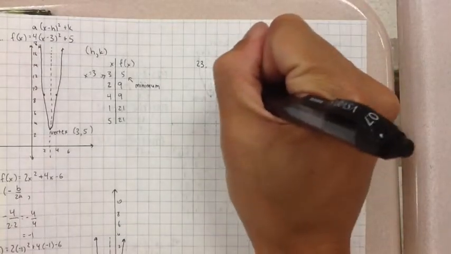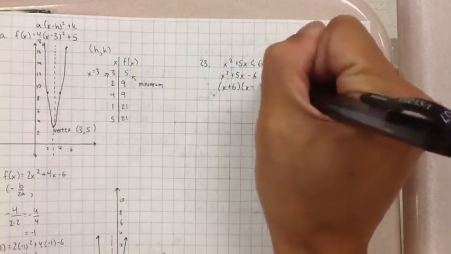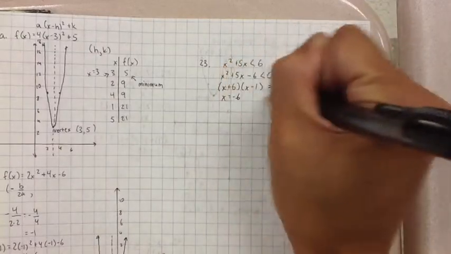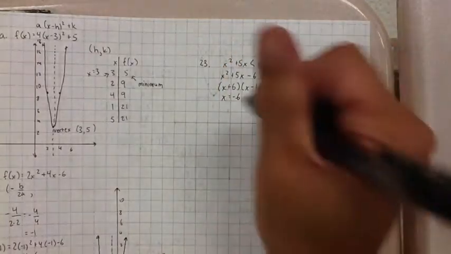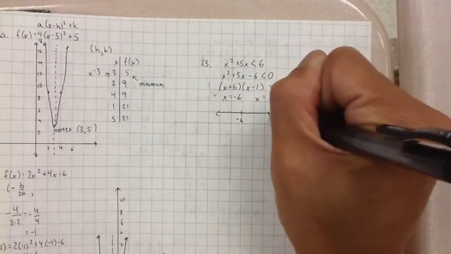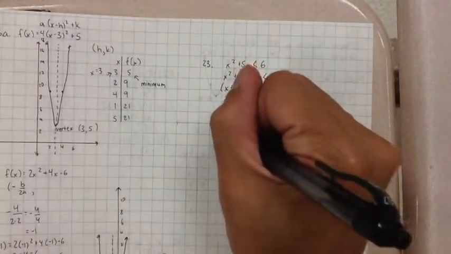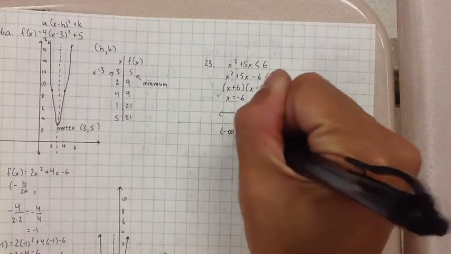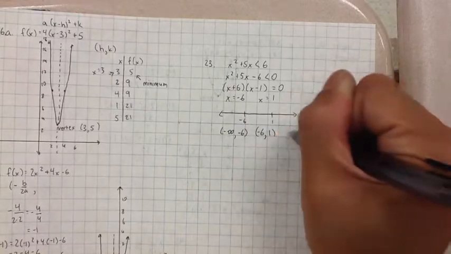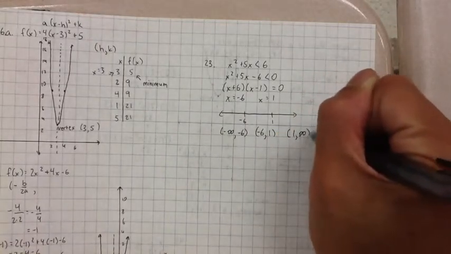When I factor, I'm going to get an x plus 6 and an x minus 1, and that's equal to 0, so that I know x is equal to negative 6, x is equal to 1. If I plot this on a number line, I know that this is negative 6. There's a 1 here, and those are my three intervals, from negative infinity to negative 6, from negative 6 to 1, and from 1 to infinity.